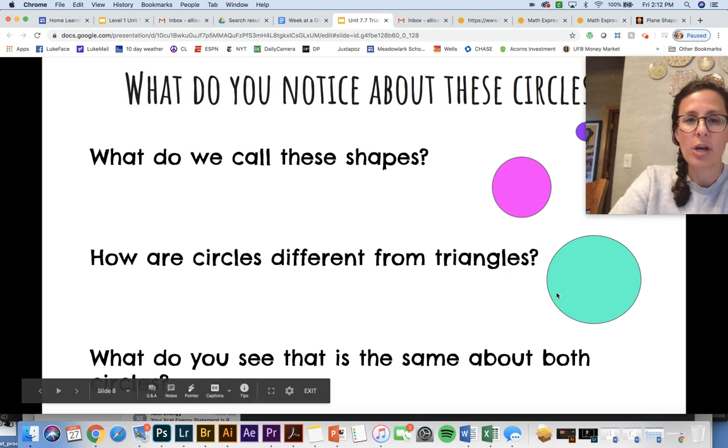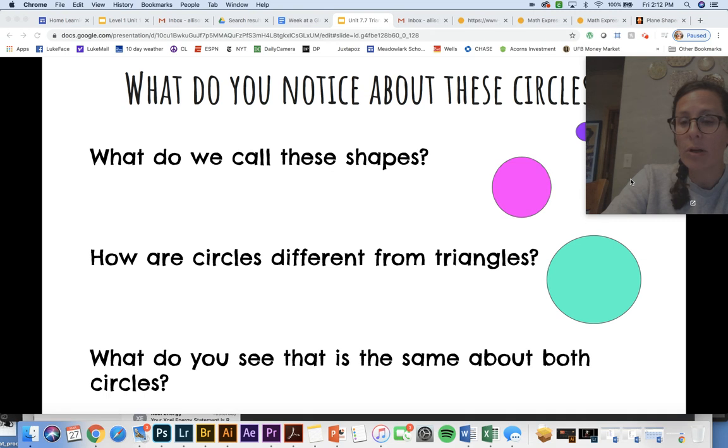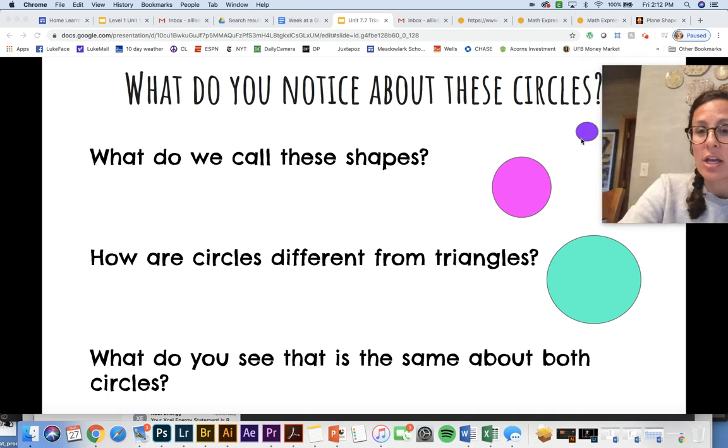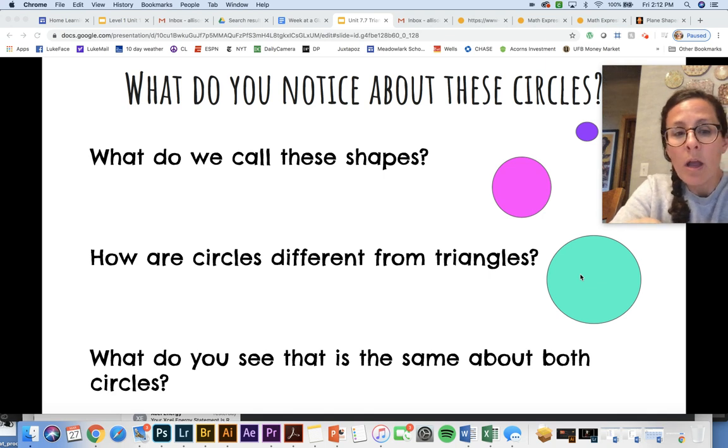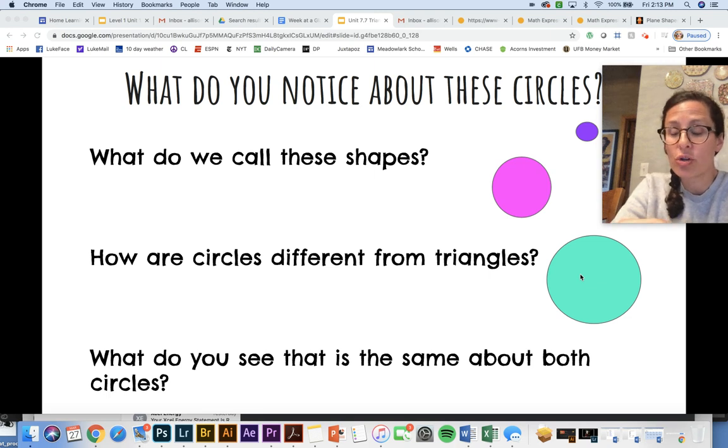All right, so typically if we were together, we would also have a page of different types of circles. Now, this is important to notice that the circles that we would have been cutting out together in class would have all been different colors and different sizes. That actually does not matter in whether it is considered a circle or not. So that's really important to know. And the same is with triangles.